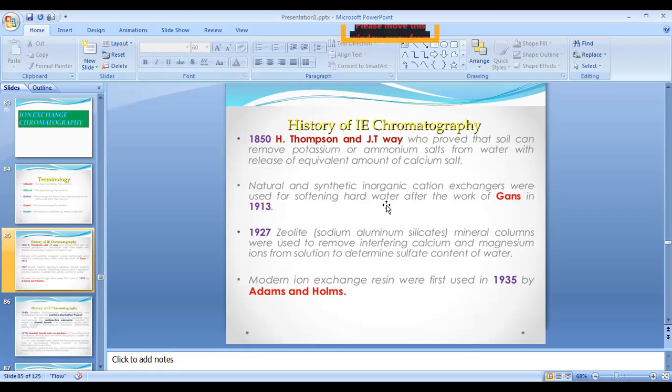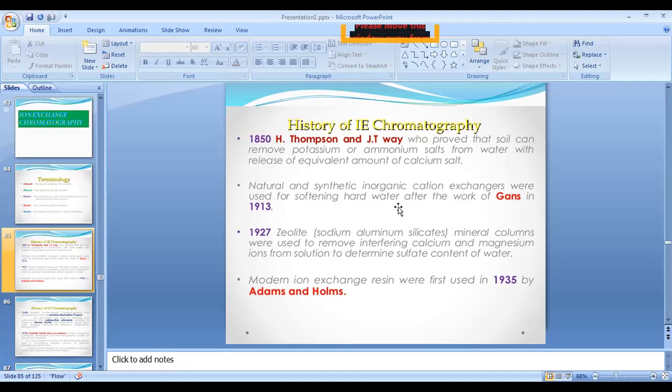Hardness of water has two types: temporary hardness and permanent hardness. Temporary hardness can be removed simply by heating. It is caused by calcium and magnesium bicarbonates. When we heat those bicarbonates, they are converted into carbonates. Carbonate is a white substance, and it will settle at the bottom of our vessel.